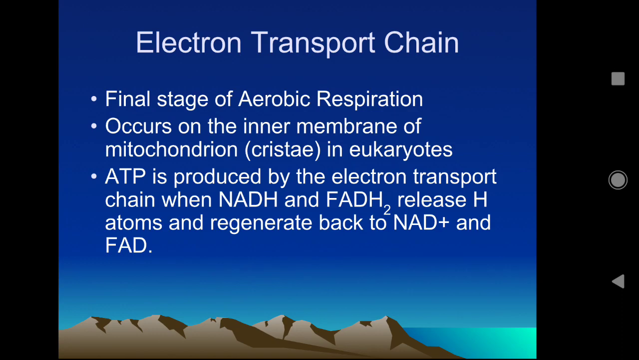The last step of aerobic respiration is the electron transport chain. This takes place in the cristae, or the inner membrane of the mitochondria, in eukaryotic cells. This is where a large portion of the ATP is generated from the electron carriers from the Krebs cycle, as well as glycolysis. So the NADHs, the FADH2s, have a fate. They're going to enter the electron transport chain and get generated into ATP.